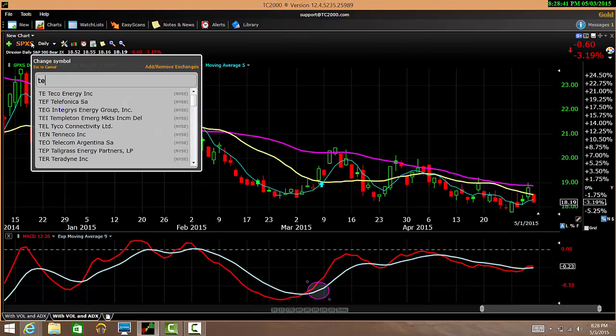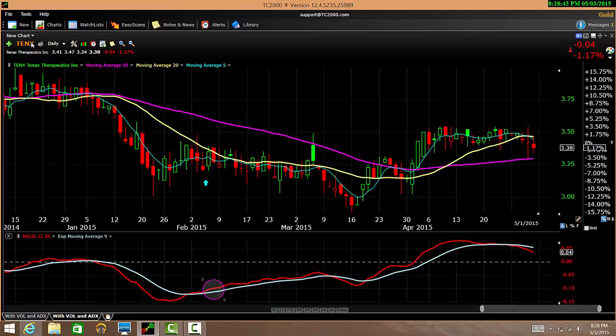And lastly, TENX. Again, another crossover here, but again, the stock is just consolidating. It just doesn't really move all that well. So it's like pretty much dead money.